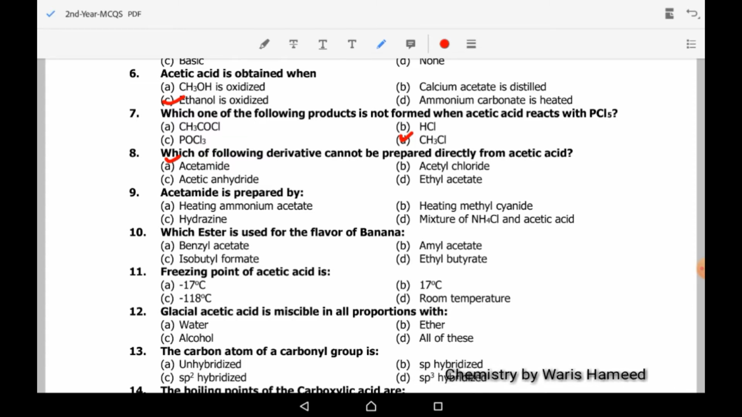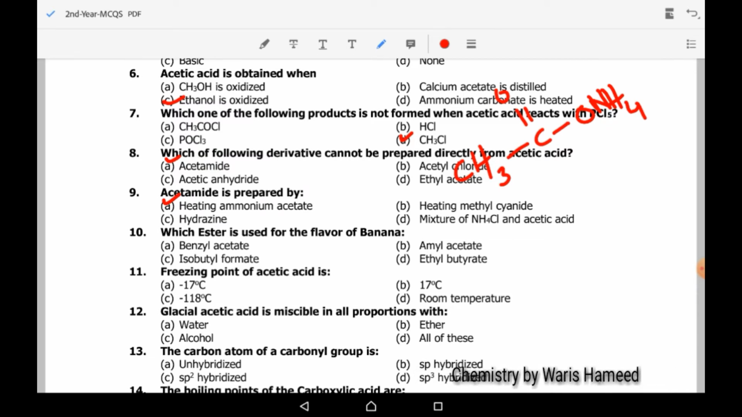Ninth MCQ: acetamide is prepared by. How can we prepare acetamide? We can prepare acetamide by heating ammonium acetate, so the correct option is A, ammonium acetate, and it has the structure CH3 C double bond O, O NH4. When we heat ammonium acetate, we obtain acetamide.